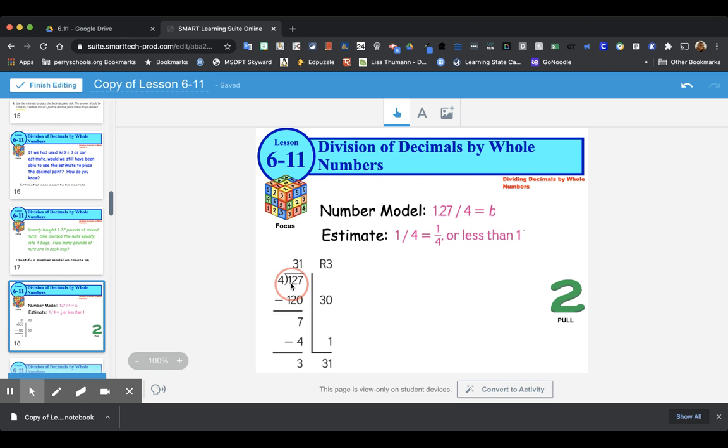And what we did here is we ignored the decimal. We did 127 divided by 4, got an answer of 31, as you can see here. But using our estimate of 1/4, or less than 1, where would we put our decimal? Would we put it after the 1, between the 3 and the 1, or before the 3? Using this estimate.